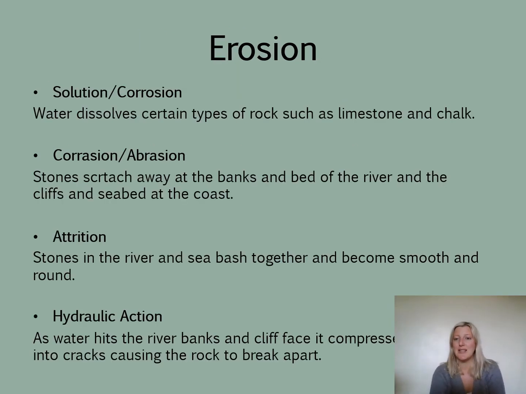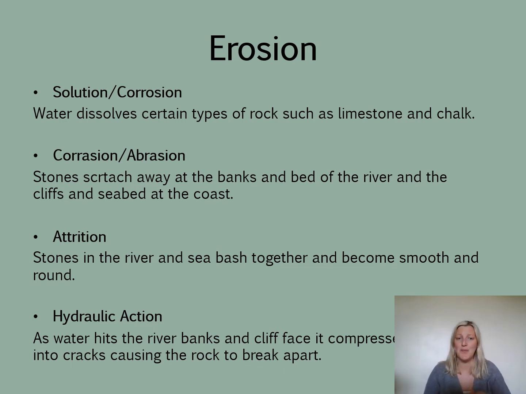So our next process is erosion, which is the wearing away of material. And remember, we're thinking about this in the context of river and coastal systems. So first up is solution or corrosion, which is where water dissolves certain types of rock, such as limestone and chalk. So it's a chemical reaction. Minerals in the rock are being dissolved into the water. Abrasion is this sandpaper-like action where little stones are scratching away at the banks and bed of the river. So as the water's flowing, the particles within it are scratching and scraping away. Also happening along the coast, on the cliffs and the seabed.